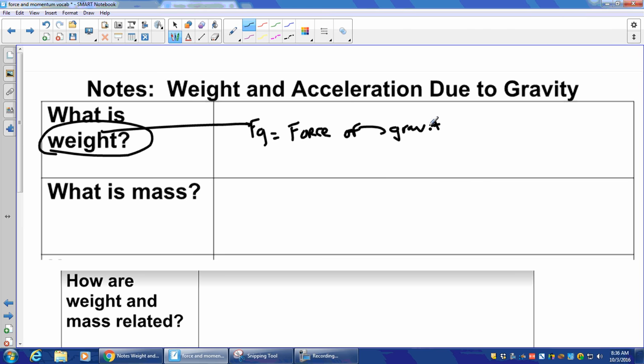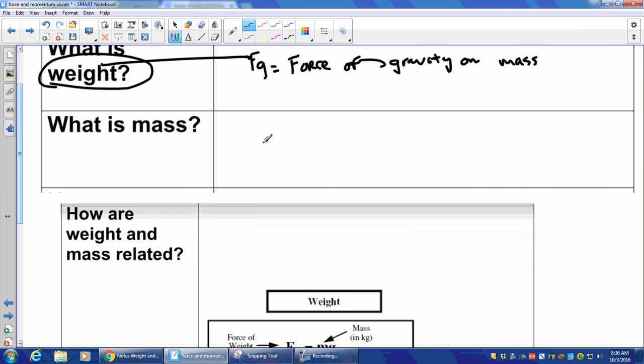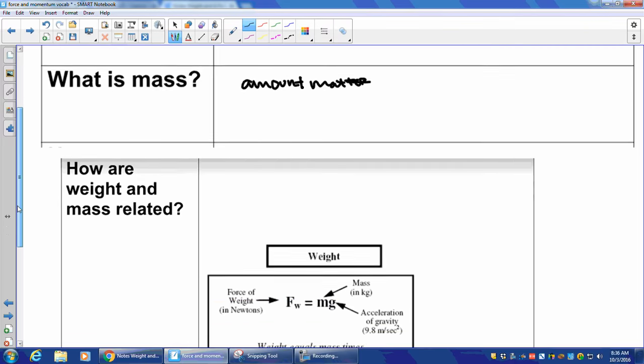So if you have mass, guess what you also have? You exert a gravitational field. All right, what is mass? Mass is the amount of matter in an object. Okay, amount of matter in an object. So guess what? If you have more mass, you are going to have more gravitational force. Okay? How are weight and mass related?